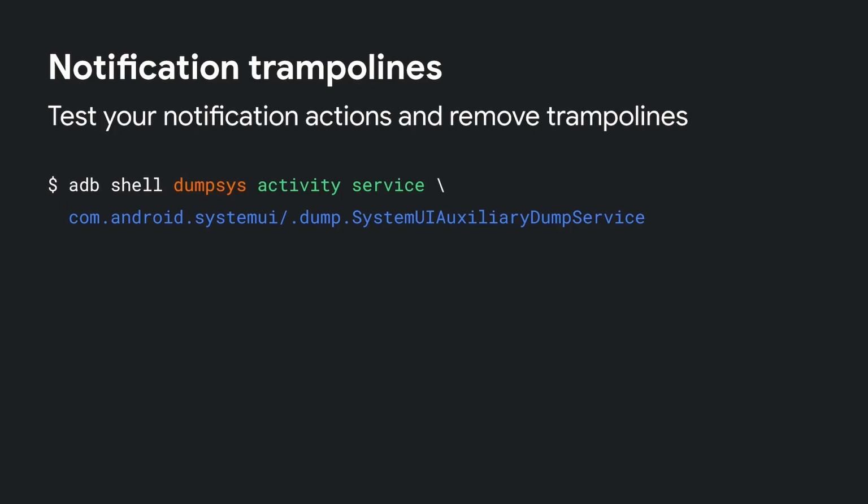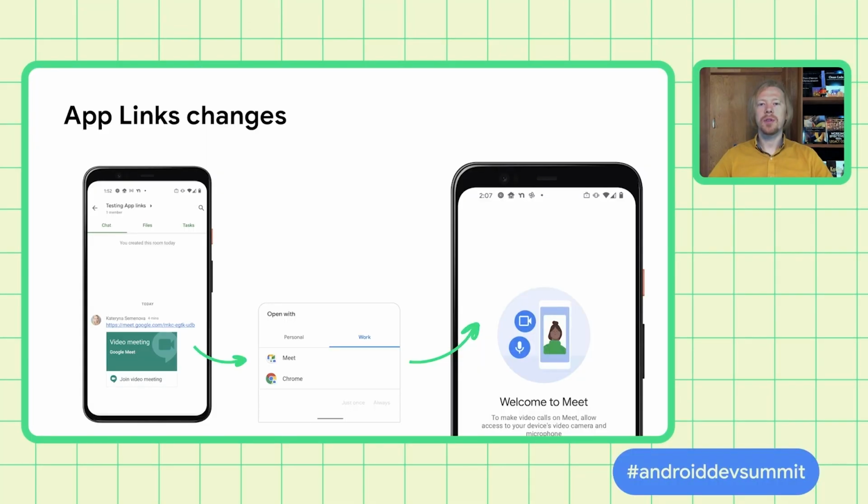If your app uses notification trampolines, use the following ADB command to see which component was launched when the user interacted with a notification. Android supports the notion of app links that lets HTTP URLs be directly linked to an installed app by bypassing the disambiguation dialog entirely. They improve user experience by removing friction from user journeys.